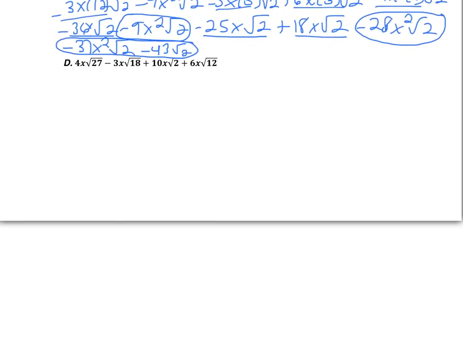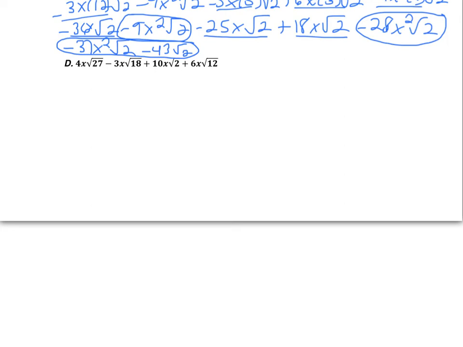Looking at letter D, we have 4x. 27 is 3 times 9, square root of 9 is 3. And we still have root 3 minus 3x. 18 is 2 times 9, square root of 9 is 3. And then the 2 is by itself, so it stays inside. Plus 10x root 2, can't really do anything with that.